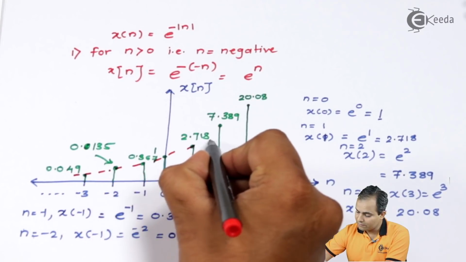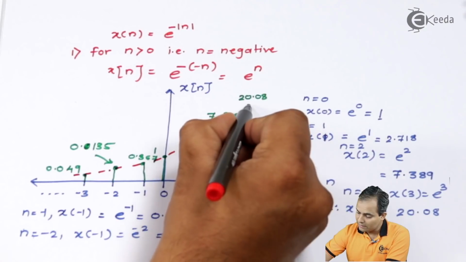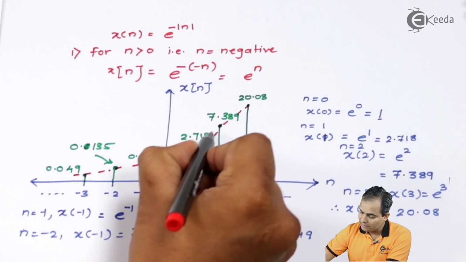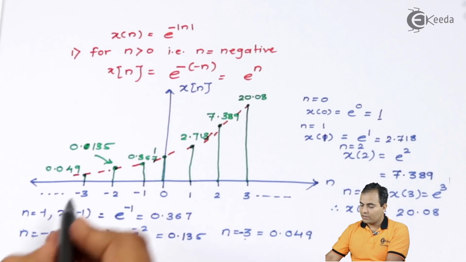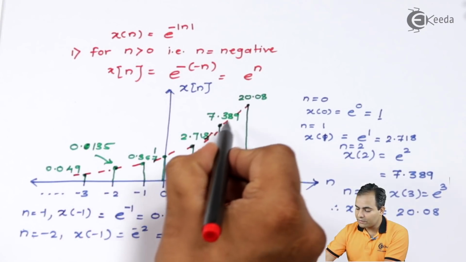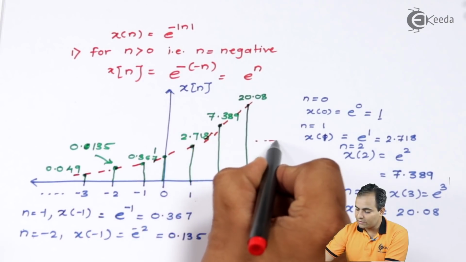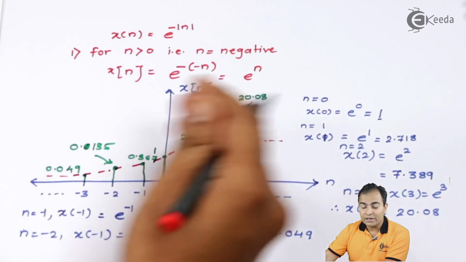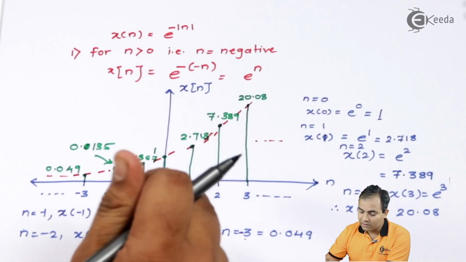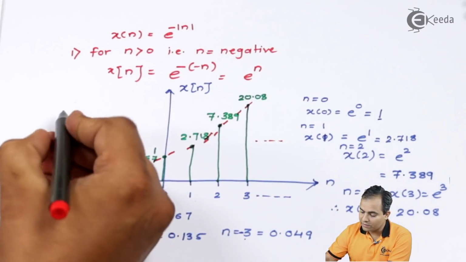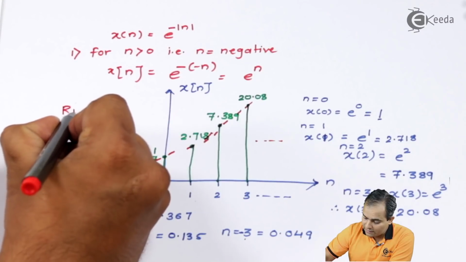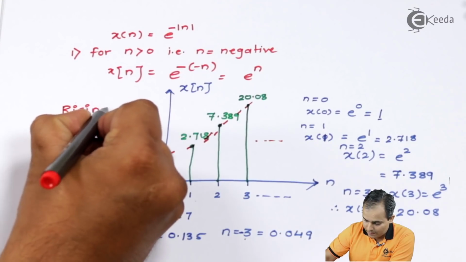So if we connect these points, then what you can see is this graph is exponentially increasing. You can just look here, your graph is exponentially increasing, and so on for the next future values. So this graph is nothing but a rising exponential.